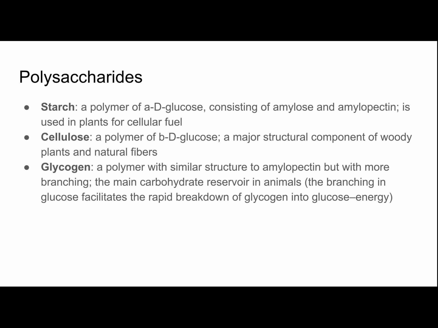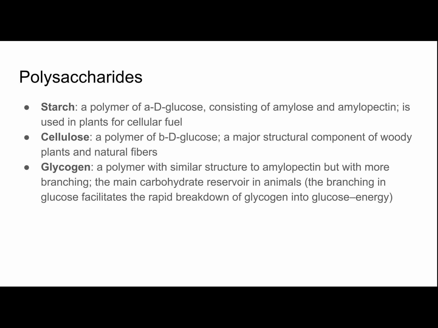There are some general differences between starch, cellulose, and glycogen. Starch is a polymer of alpha-D-glucose. It consists of amylose and amylopectin, and it's used in plants for cellular fuel. Cellulose, on the other hand, is a polymer of beta-D-glucose, and it's a major structural component of woody plants and natural fibers. Glycogen is a polymer with a similar structure to amylopectin, but it has more branching going on. It's also the main carbohydrate reservoir in animals.